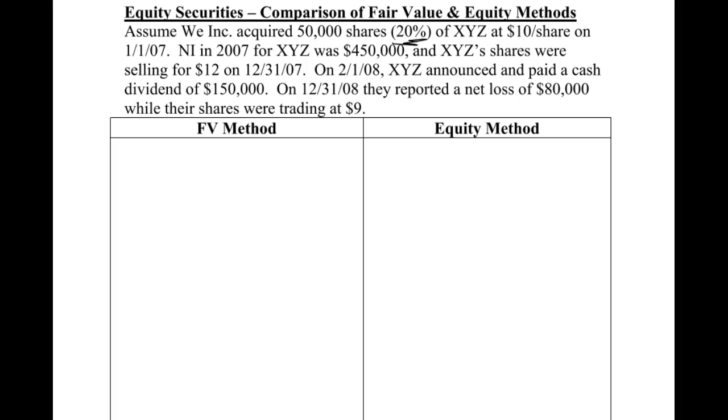We'll start on January 1, 07, and this is when we purchase them. We're buying 50,000 shares at $10 a piece. So we get cash. We are putting the equity investment on the books, and we're paying cash. That's going to be 500,000 because it's the 50,000 shares times $10 per share. Over here, it's the exact same journal entry.